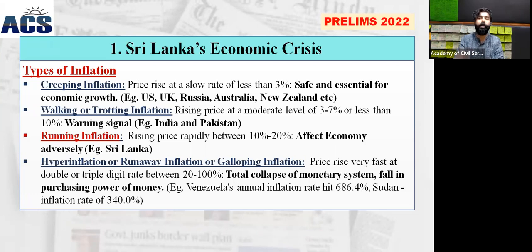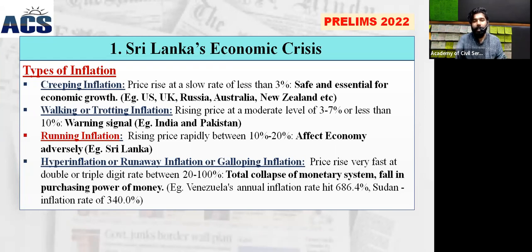So in the question we can expect: what is running inflation? How is it defined? Please refer to these things. Hyperinflation is the last and the fourth stage. It is also called runaway inflation or galloping inflation. All these three words are the same. That means any country experiencing a very fast rise of prices, double or triple digits, from above 20% up to 100% or more. Those countries we can say are experiencing hyperinflation, runaway inflation or galloping inflation.